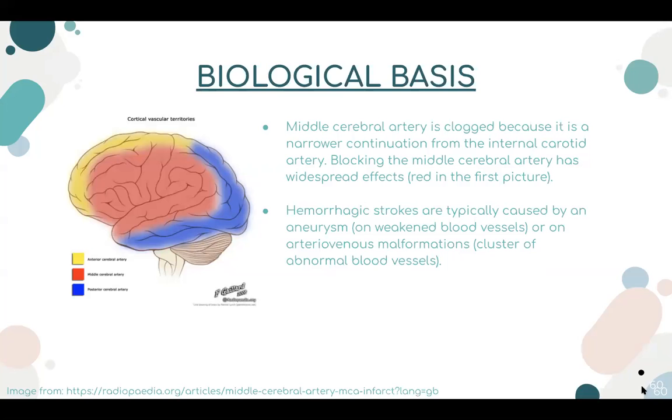So when a stroke happens, the middle cerebral artery gets clogged because it is a narrow continuation from something called the internal carotid artery. And blocking this part of the region has widespread effects. It basically affects all the regions that you can see in red in the diagram to your left. The hemorrhagic strokes are typically caused by something called an aneurysm on weakened blood vessels or by arteriovenous malformations, which are basically clusters of abnormal blood vessels in your brain.